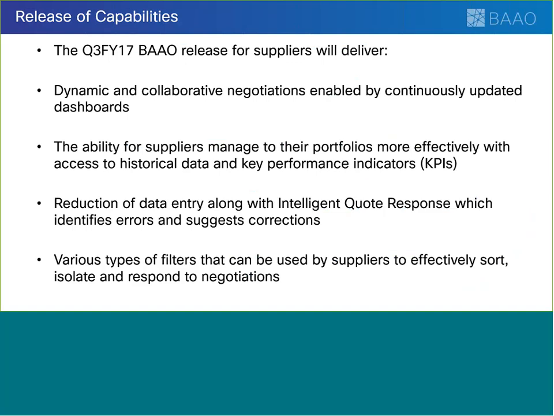With this upcoming release on January 29th, BAAO will replace the current static manual quotation process and offline exchanges by enabling the following capabilities for our suppliers. Dynamic and collaborative negotiation cycles enabled by continuously updated dashboards. The ability for suppliers to manage their portfolios more effectively with access to historical data and key performance indicators. Reduction of data entry along with intelligent quote response, which identifies errors and suggests corrections to uploads. Various types of filters that can be used to effectively sort, isolate, and respond to your negotiations.